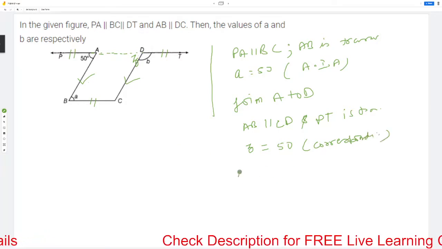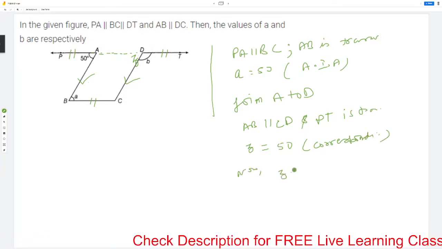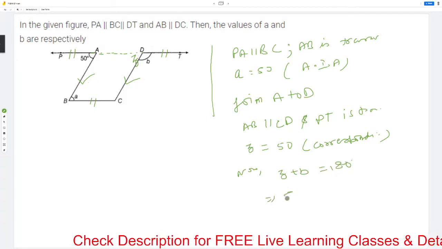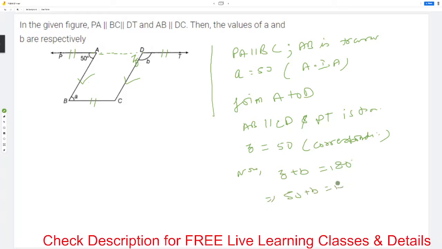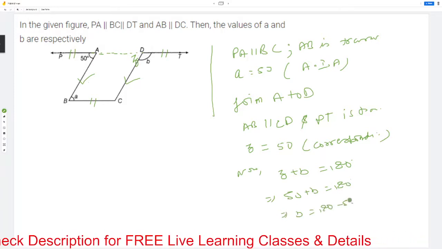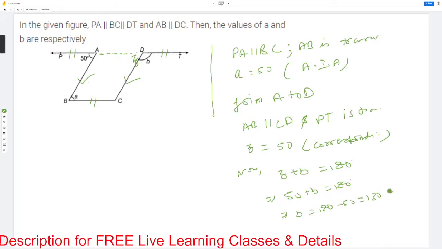Now Z plus B equals 180 degrees. So 50 plus B equals 180 degrees, or you can simply write B equals 180 minus 50, which equals 130 degrees.